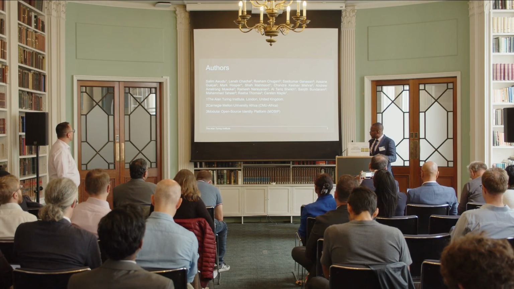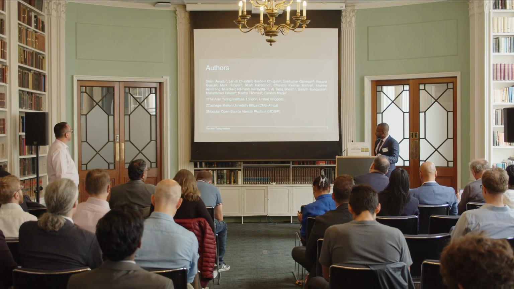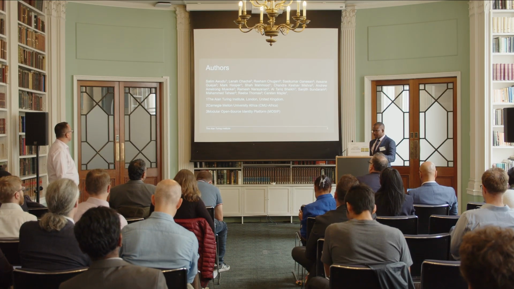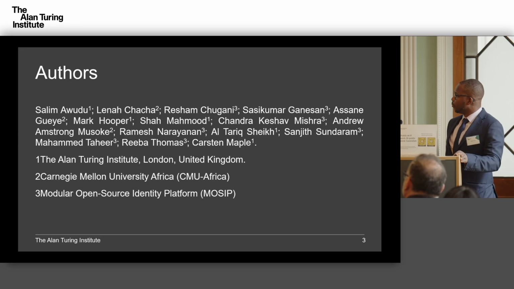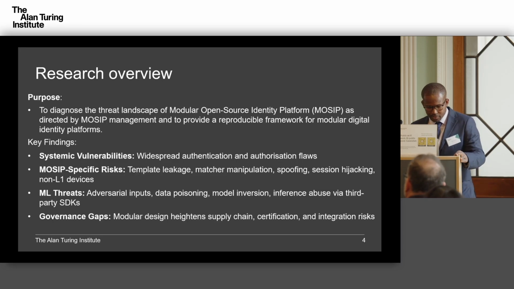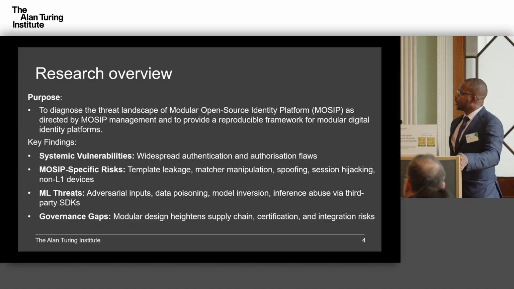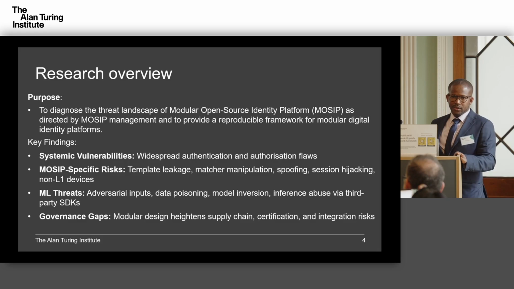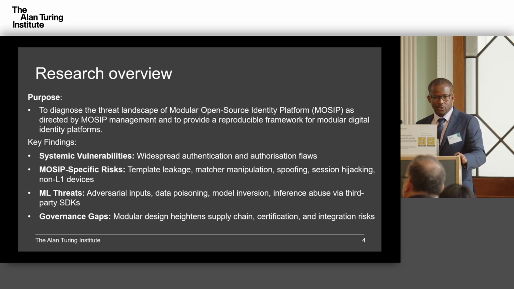We had three groups of people: the Alan Turing Institute, Carnegie Mellon University Africa, CMU Africa, and the Modular Open Source Identity Platform, which is MOSIP. The research overview was to diagnose the threats that exist in the MOSIP system and see how best we can provide solutions or mitigation strategies to it.